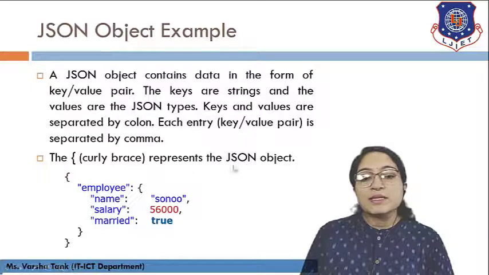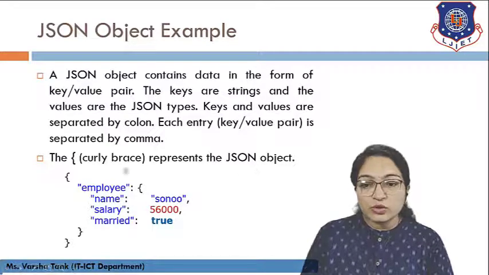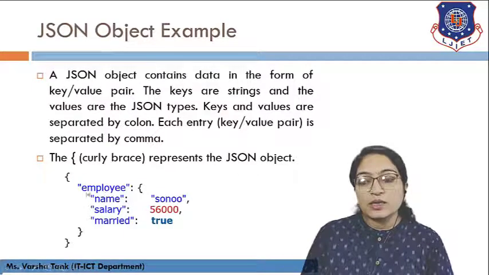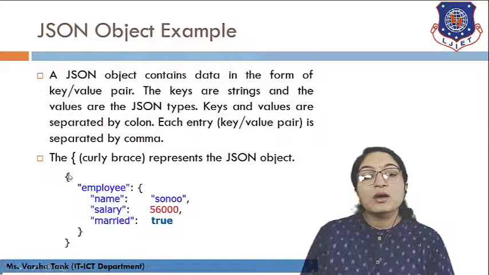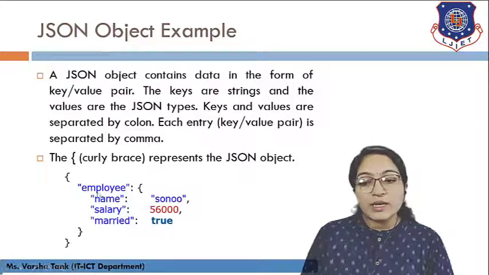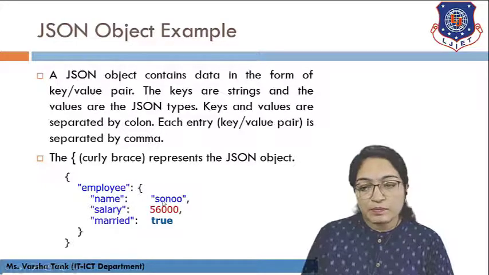Curly braces represent the JSON object, as I told you in the previous slides. So here you can see this is the start of the JSON object in which we are defining this employee and its fields.